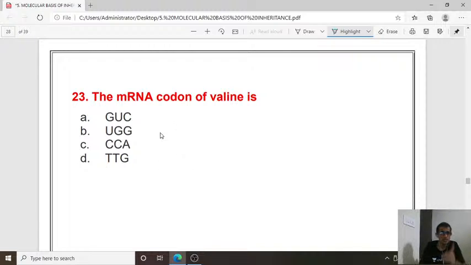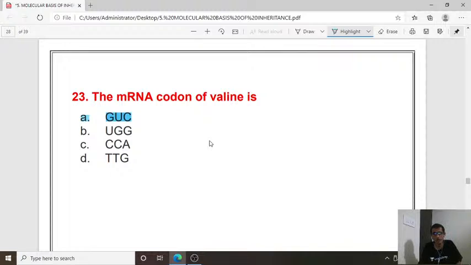Yes, here the mRNA codon of valine is which one? Answer is GUC. Is it GUC? So which is that one? For question number 23, the mRNA codon of valine is GUC. Answer is A.